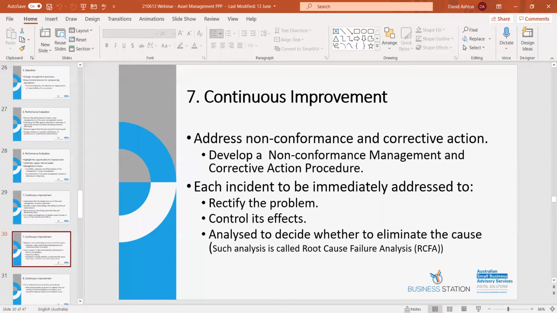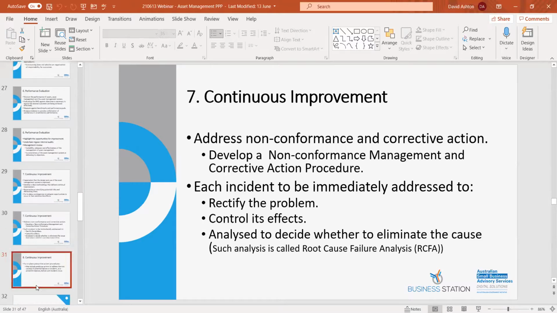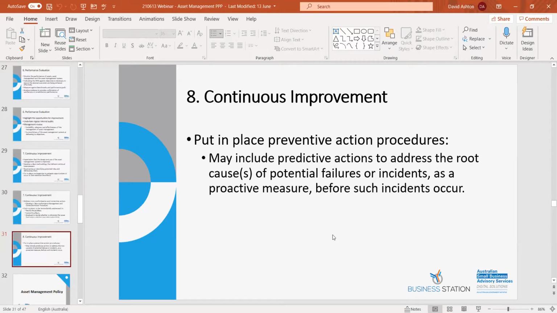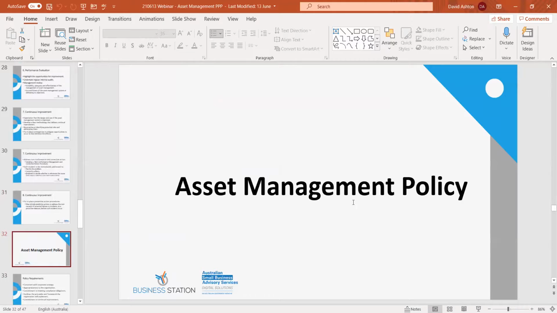So rectify the problem, control its effects, and analyse the incident to decide whether to eliminate the cause, and then put in place measures to prevent those problems from happening again. So that's the requirements of the asset management system.